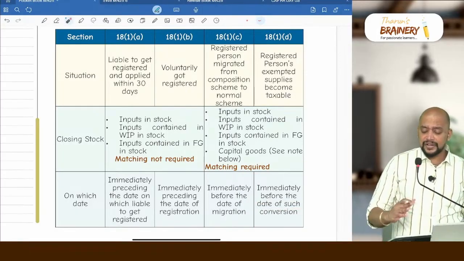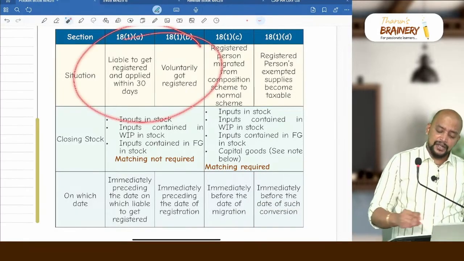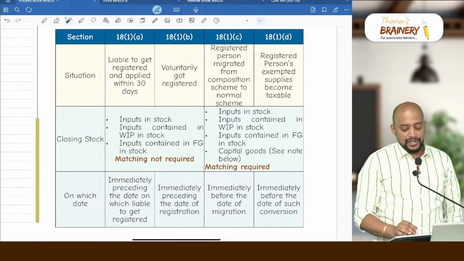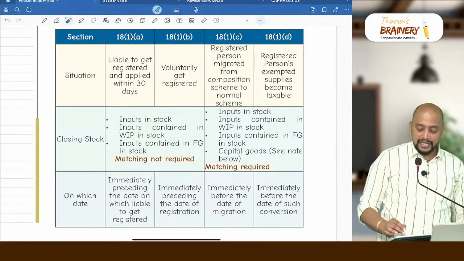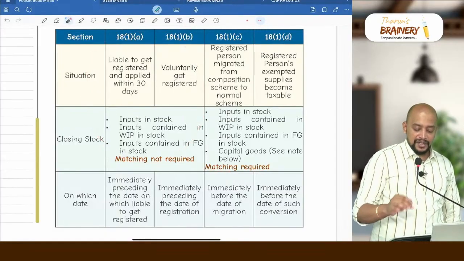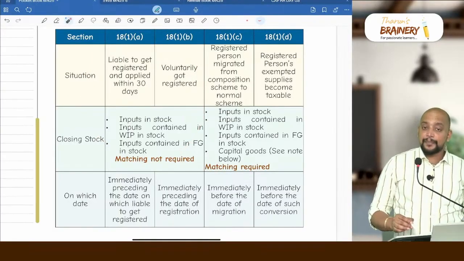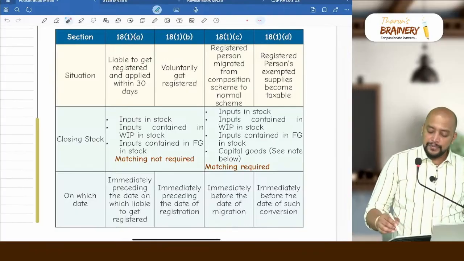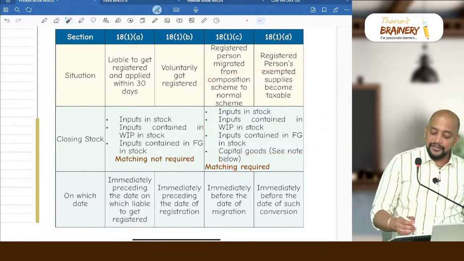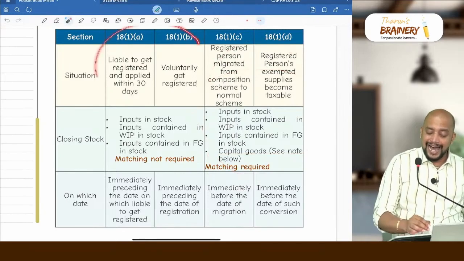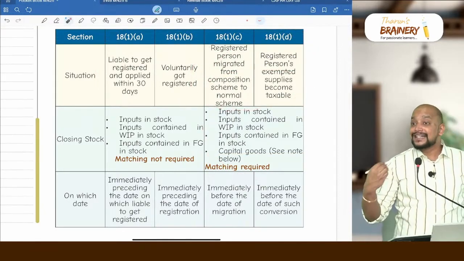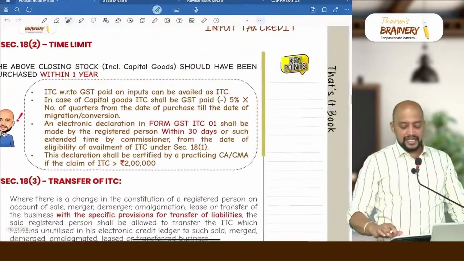Now what is the difference between 18(1)(a), (b) versus 18(1)(c), (d)? In case of 1(a) and 1(b), matching is not required; in 1(c) and 1(d), matching is required. In case of 18(1)(a) and (b), can capital goods be taken as credit? No, but in 1(c) and 1(d) they can take credit on capital goods. And 1(a), 1(b) is only for an unregistered person, whereas 1(c), 1(d) will be applicable to a registered person. Okay. These are the differences.